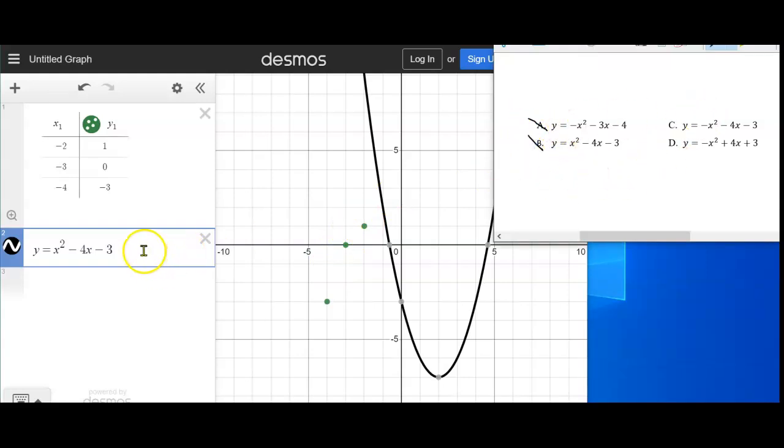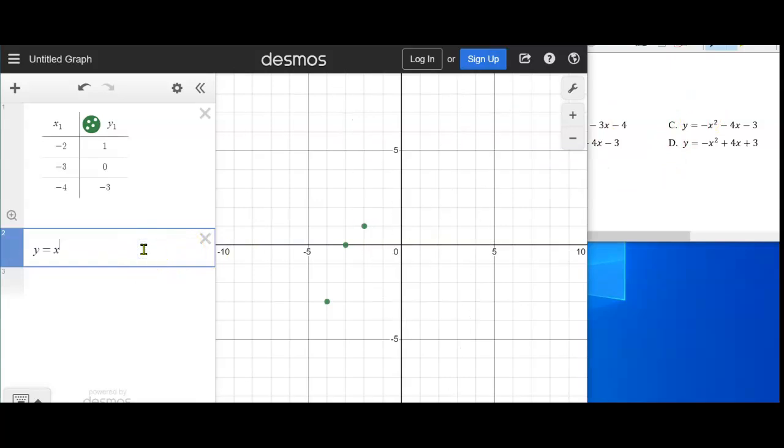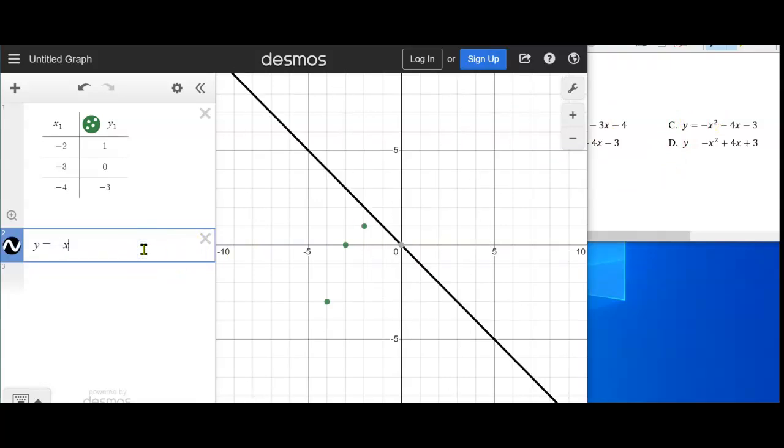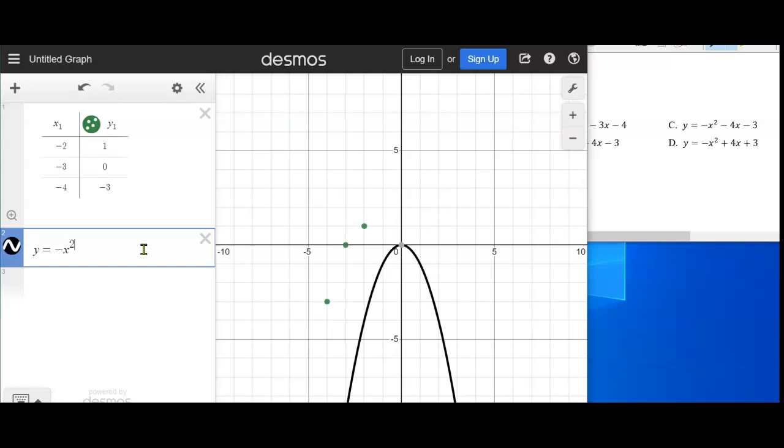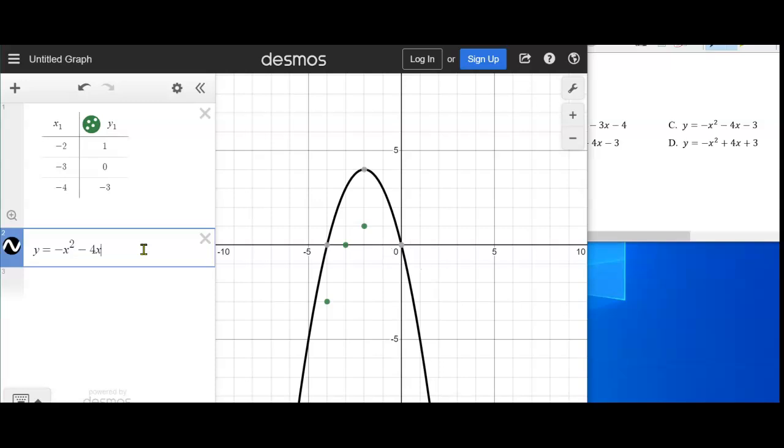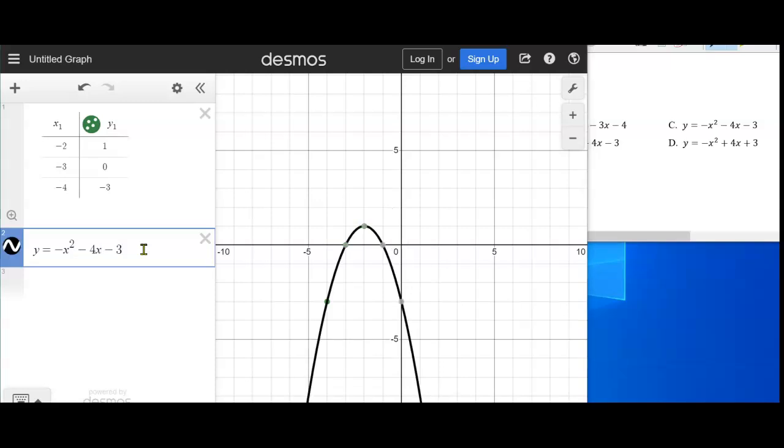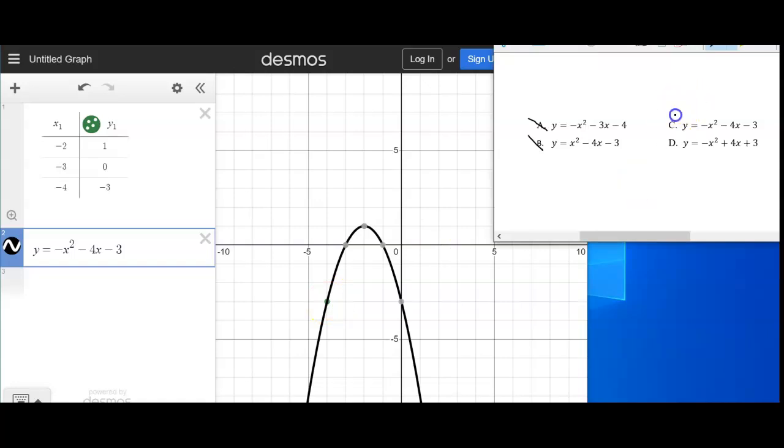Let's try C. Let's erase all that. Y equals -x squared minus 4x minus 3. So we just found our answer because that curve goes through all 3 points. So my answer is C. And we can cross off D.